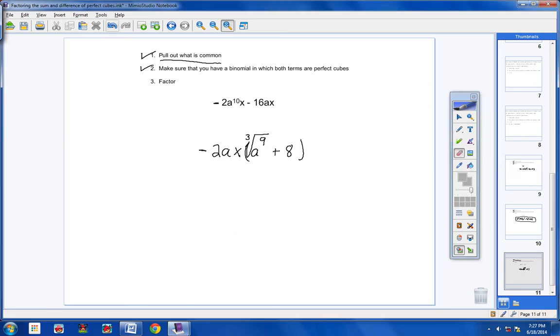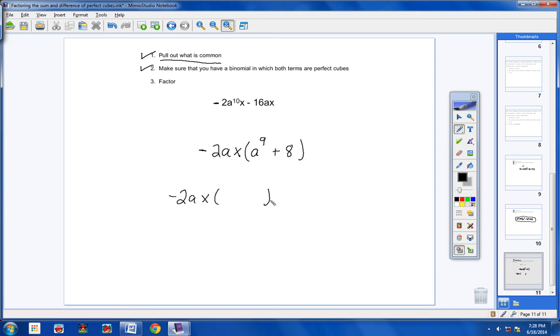Now, do I know the cubed root of 8? Definitely. The cubed root of 8 would be 2, because 2 times 2 times 2 equals 8. So the cubed root of 8 is 2. All right? So yes, both of these numbers are perfect cubes, so I can factor this. So we're going to bring down our negative 2ax. That's what we pulled out.